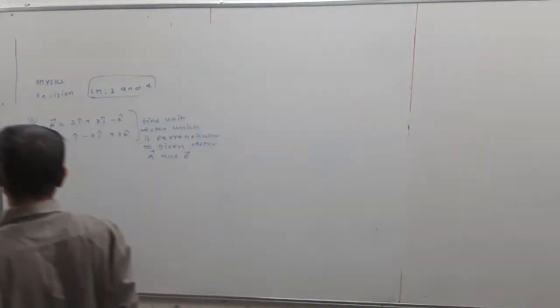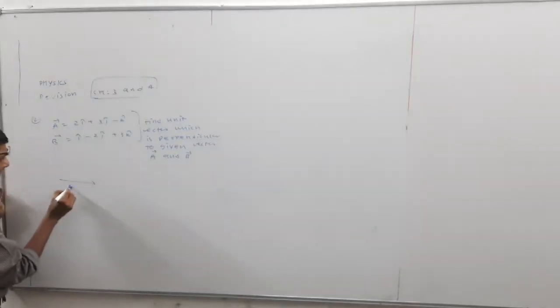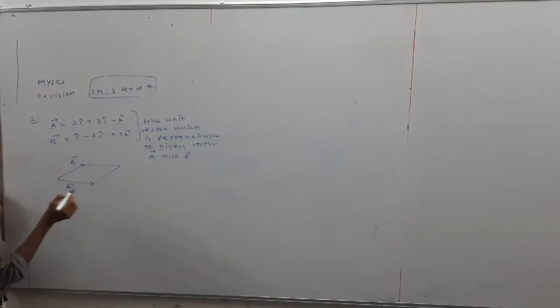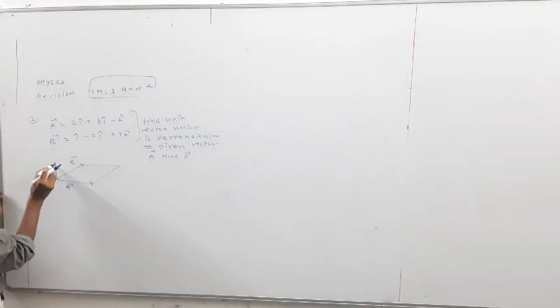Let us say the A vector and the B vector are given here. See, if I find out the unit vector, the cross product.